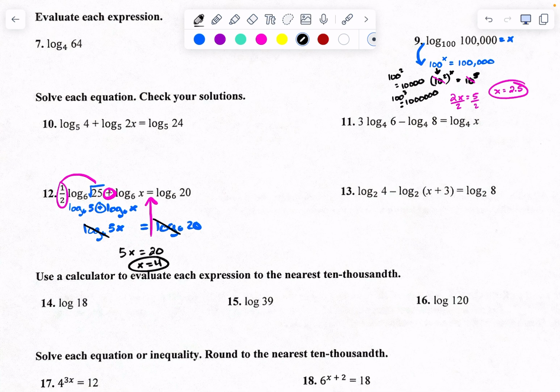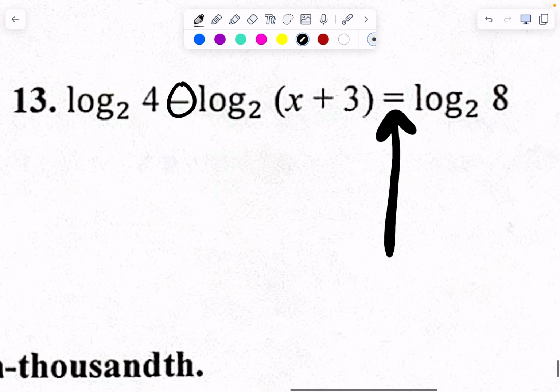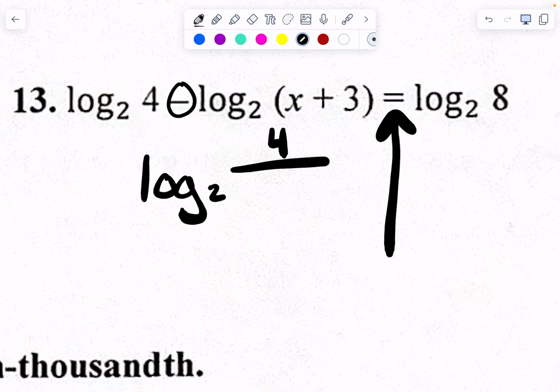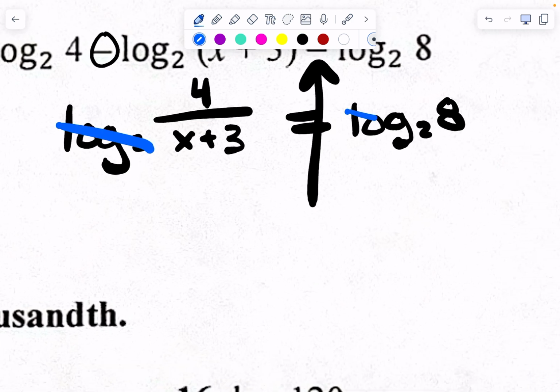All right, are we ready for 13? Yes. Okay, here we go. Equal sign is here. I can't cancel logs until I have them combined. Minus means divide. What are you dividing? 4 and x plus 3, so 4 over x plus 3. The 4 comes first. And then I have log base 2 of 8, right? Minus means divide, so division means make it into a fraction. Now I cancel the logs. So I have 4 over x plus 3 equals 8.